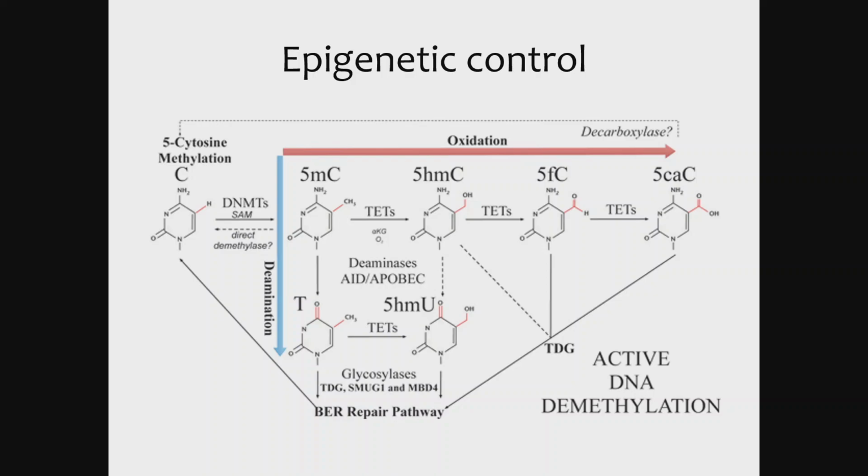Then the BER enzymes that I was telling you about, they recognize this that was done on purpose on the genome as DNA damage. So they remove it, and they add the correct base without methylation. So we can use the base excision repair system to prevent methylation or to do demethylation in an active way.